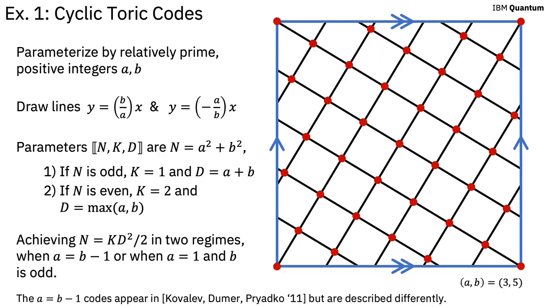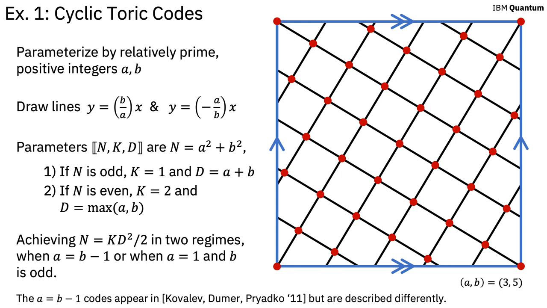More generally, you get codes with a squared plus b squared physical qubits. If n, the number of physical qubits, is odd, then you have one encoded qubit and the distance is a plus b. If n is even, you get two encoded qubits and the distance is the maximum of a and b. So actually we achieve n equals kd squared over 2 in two different regimes. When you choose a equals b minus 1, or when you choose a equals 1 and b to be odd. And this is interesting because the rotated surface code achieves n equals kd squared, and here we've beaten that, right?